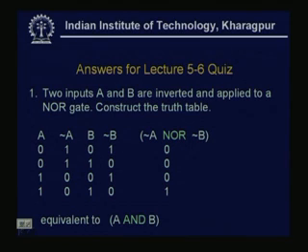Now, if we ignore negation A and negation B and see only A, B and our output, then we see that actually this is nothing but the AND: 0, 0, 0, 0, 1, 0, 1, 0, 0, 1, 1, 1. So, this is nothing but A AND B. So, the NOR of negation A and negation B is equivalent to a two input AND gate.